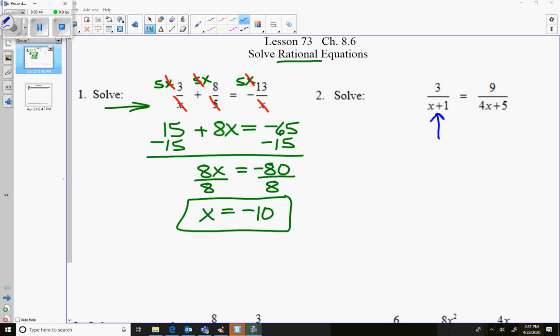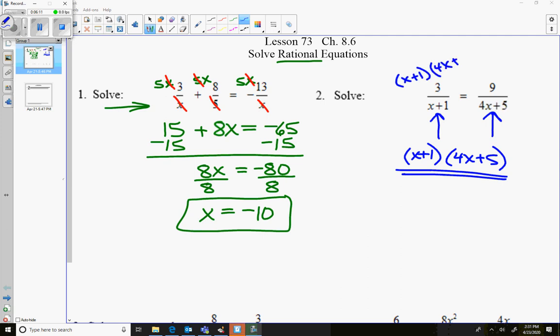This term says I need an x plus 1. Now, that's not an x and a 1 separately. It's an x plus 1, operating as a single term. This one says I need a 4x plus 5. So what's my common denominator? All of that, an x plus 1 and a 4x plus 5. So the left side needs to be multiplied by an x plus 1 times 4x plus 5. The right side needs to be multiplied by an x plus 1 and a 4x plus 5.